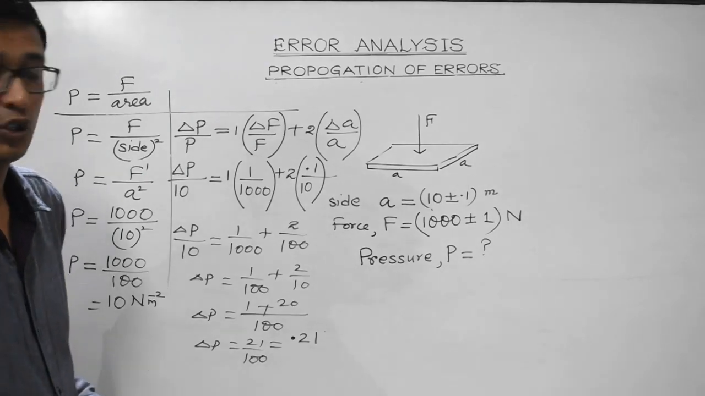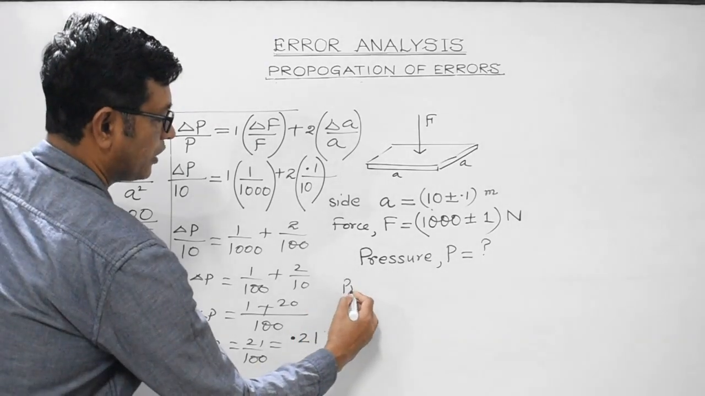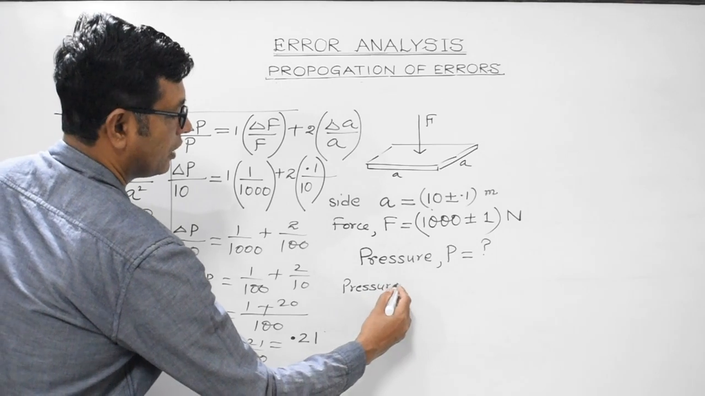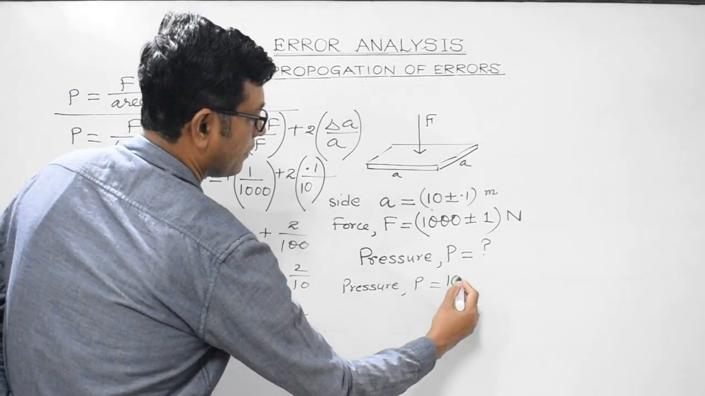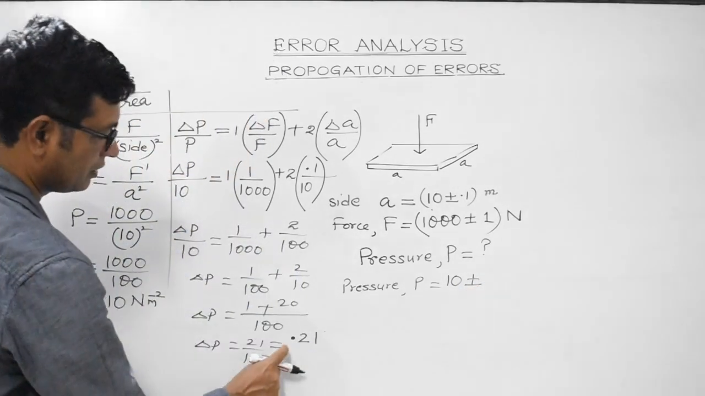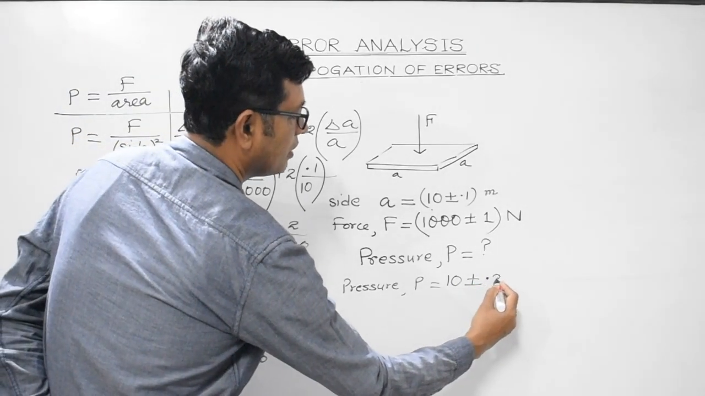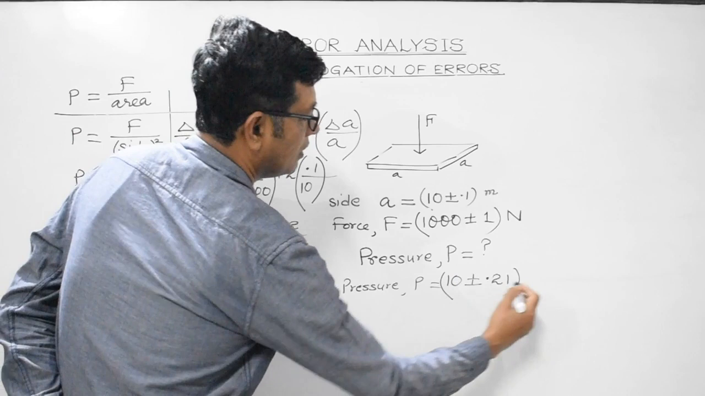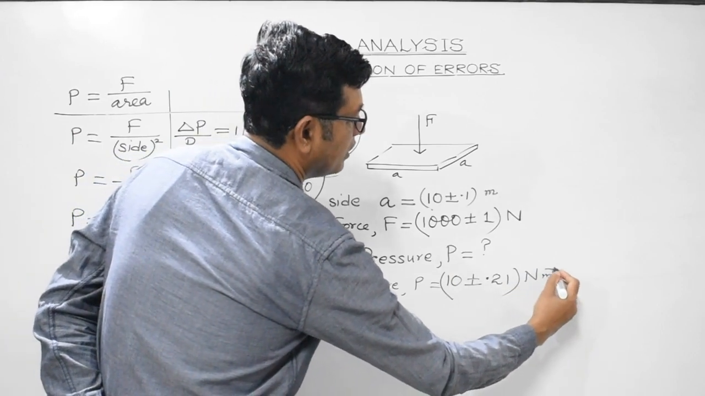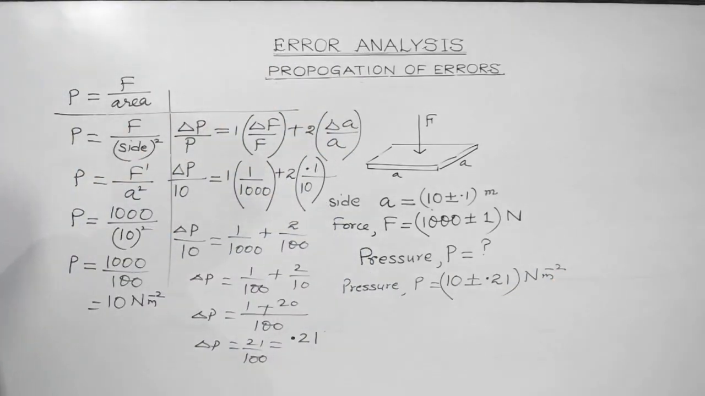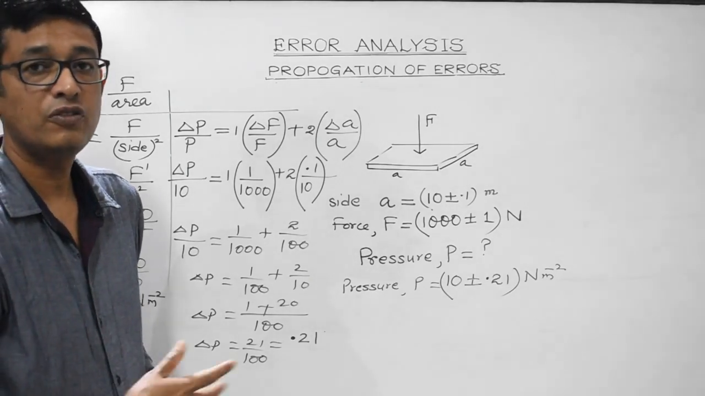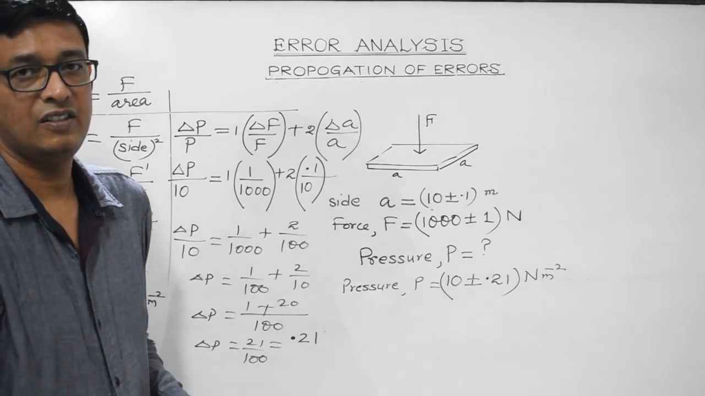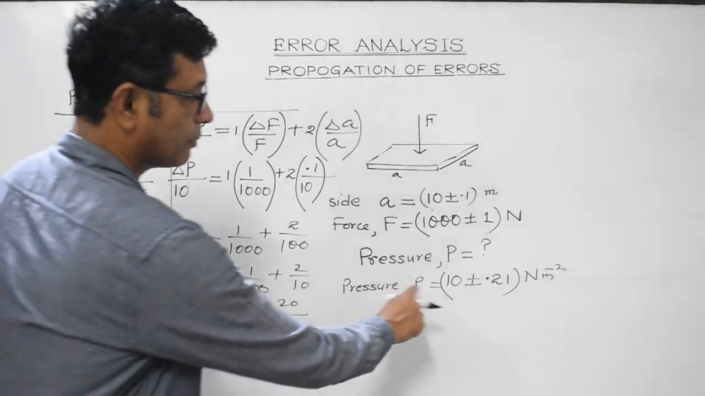Right? So how can the pressure be expressed in terms of absolute error? It can be written as 10 plus minus 0.21 Newton per meter square. This is how the result can be expressed in terms of absolute error.